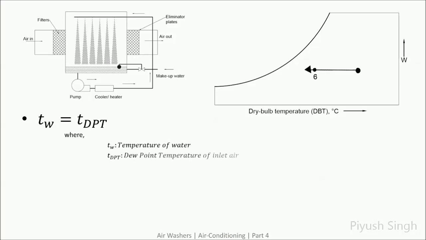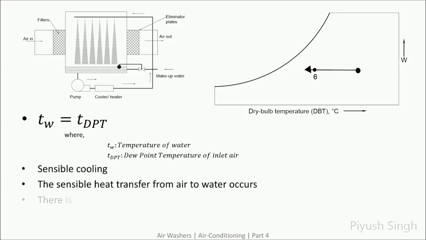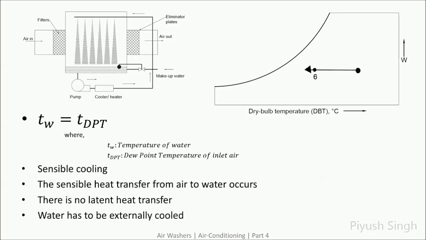When the water temperature is equal to the entering air's dew point temperature, then the air's dew point and moisture content remain constant, but dry bulb and wet bulb temperatures fall. There is no latent heat transfer involved and the sensible heat transfer is from air to water. Hence, in order to continue the process, water has to be externally cooled.